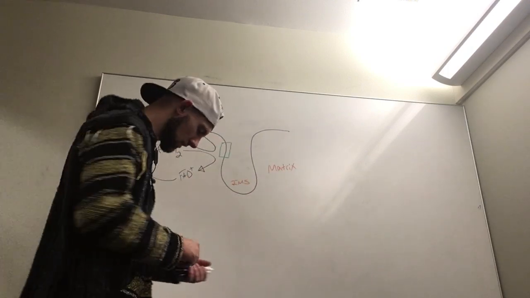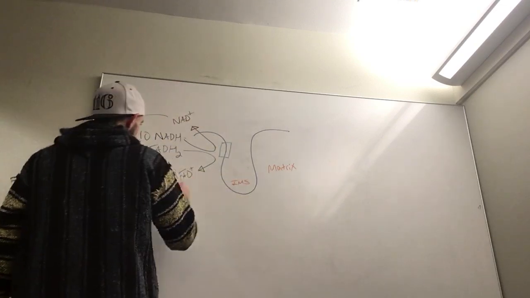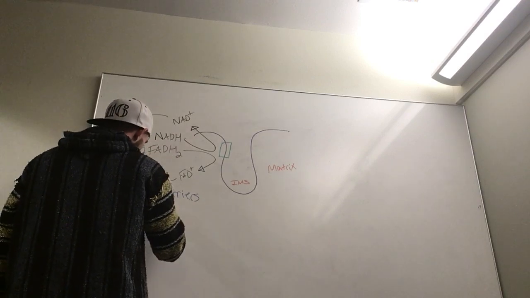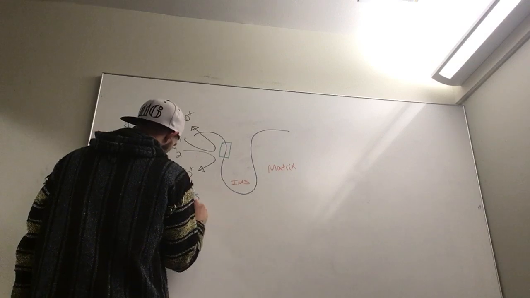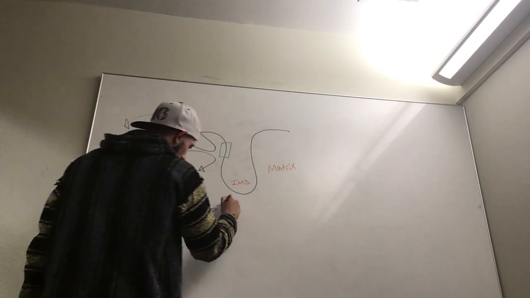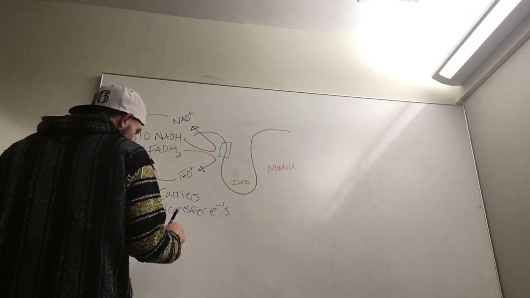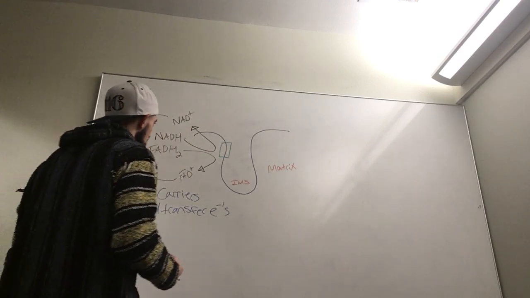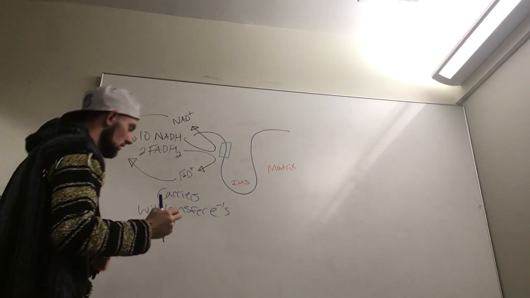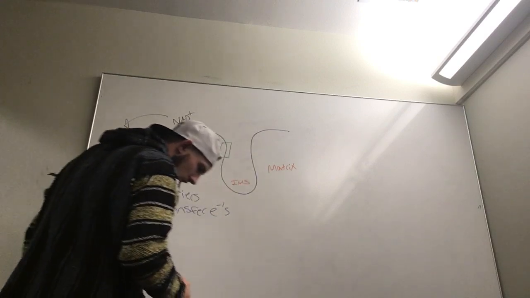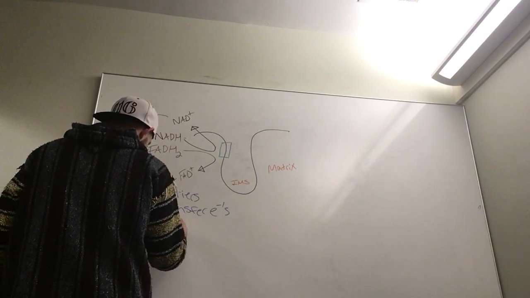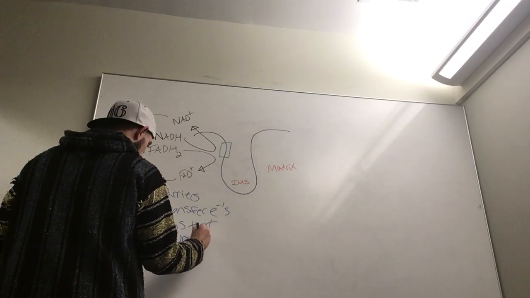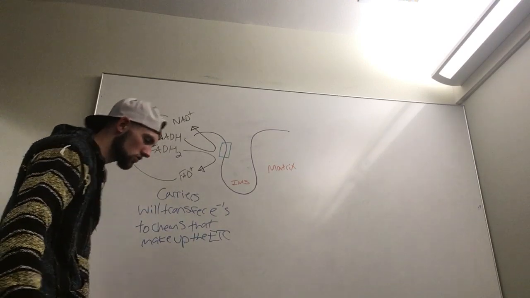And the carriers, maybe I should write this down. The carriers, these being hydrogen carriers, will transfer not only hydrogens, but also electrons. I'm going to put e negative. When I say the electrons, I'm saying the electrons from the hydrogens. They will transfer the electrons from the hydrogens to chems, the chemicals that make up the ETC, the electron transport chain.